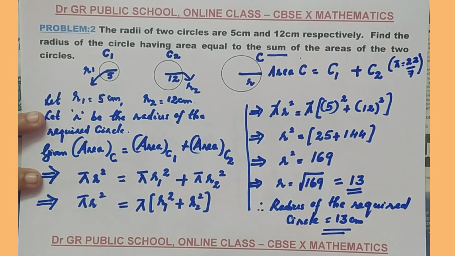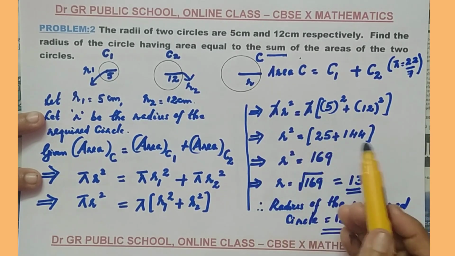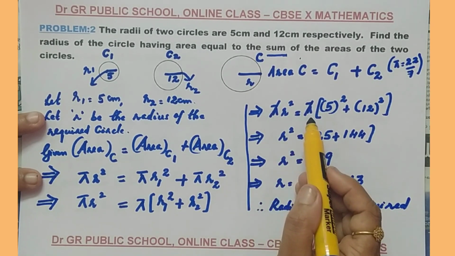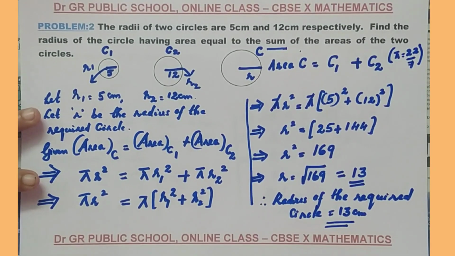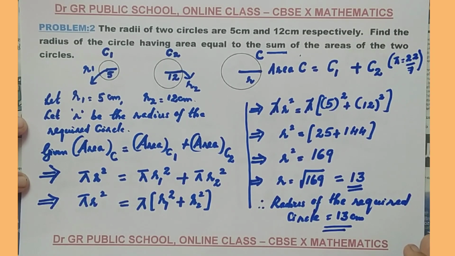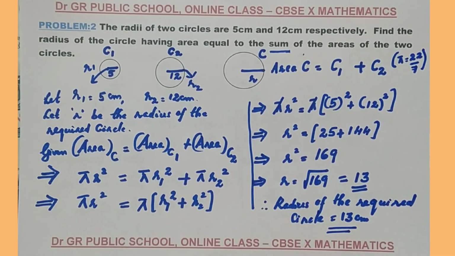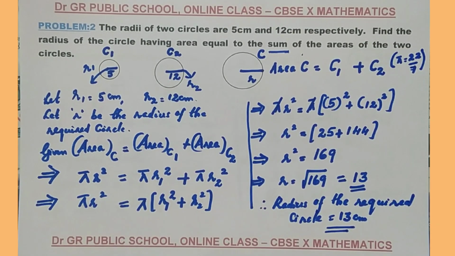Remember, in this case also, instead of substituting the value of pi as 22 by 7, when taking common, it gets cancelled. From the LHS and RHS, if you take the maximum common term outside, that term gets cancelled. The remaining will be a perfect square. So the answer is r equal to root of 169, which is 13. Therefore, the radius of the required circle equals 13 centimeter. Based on this, you can do one more homework question that I will give here.